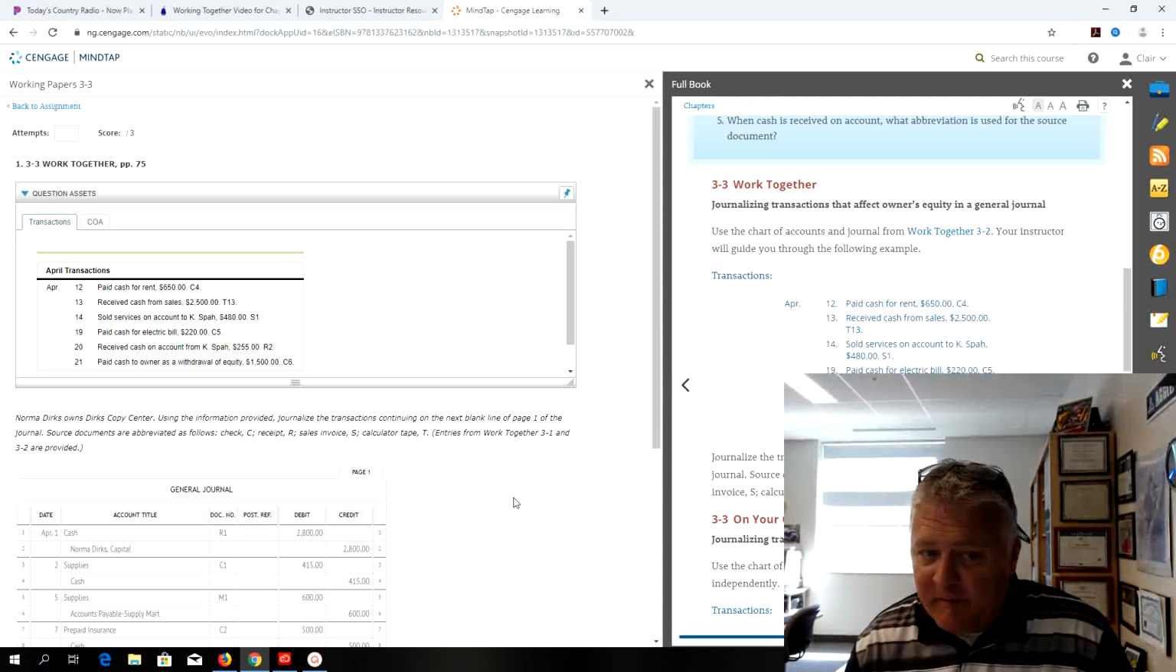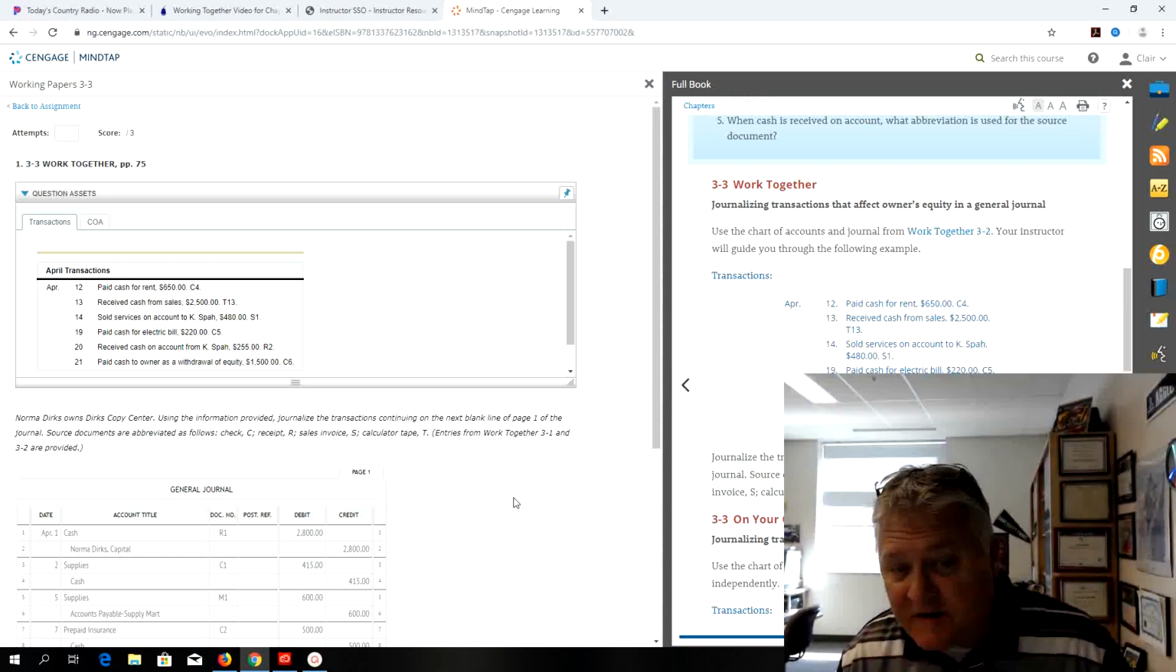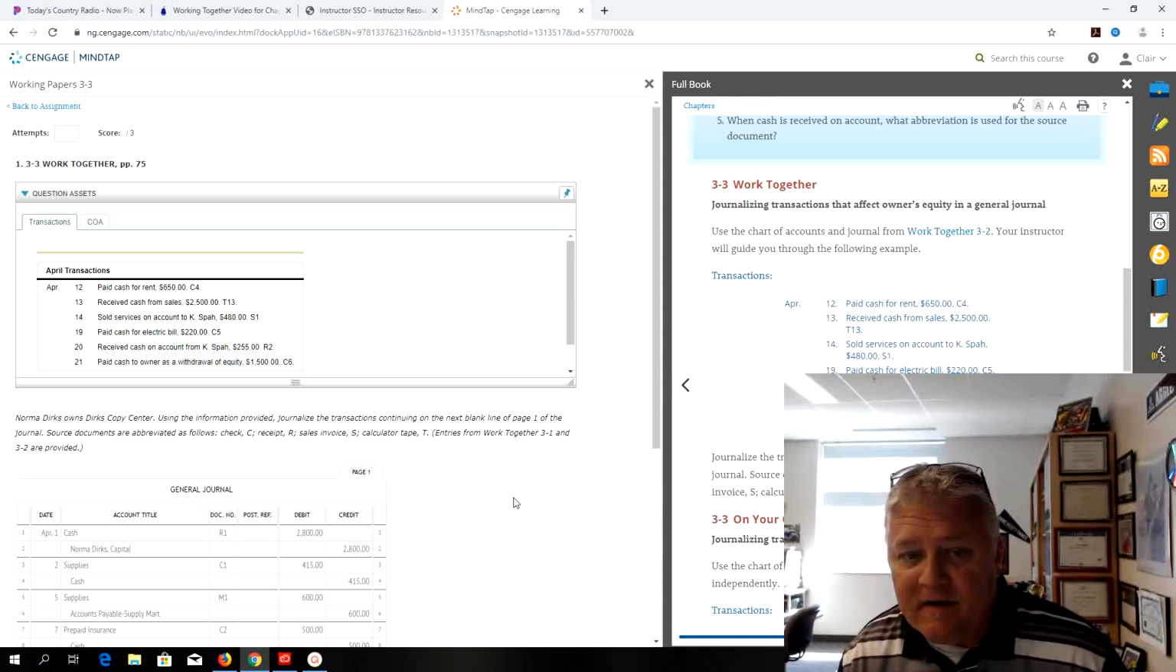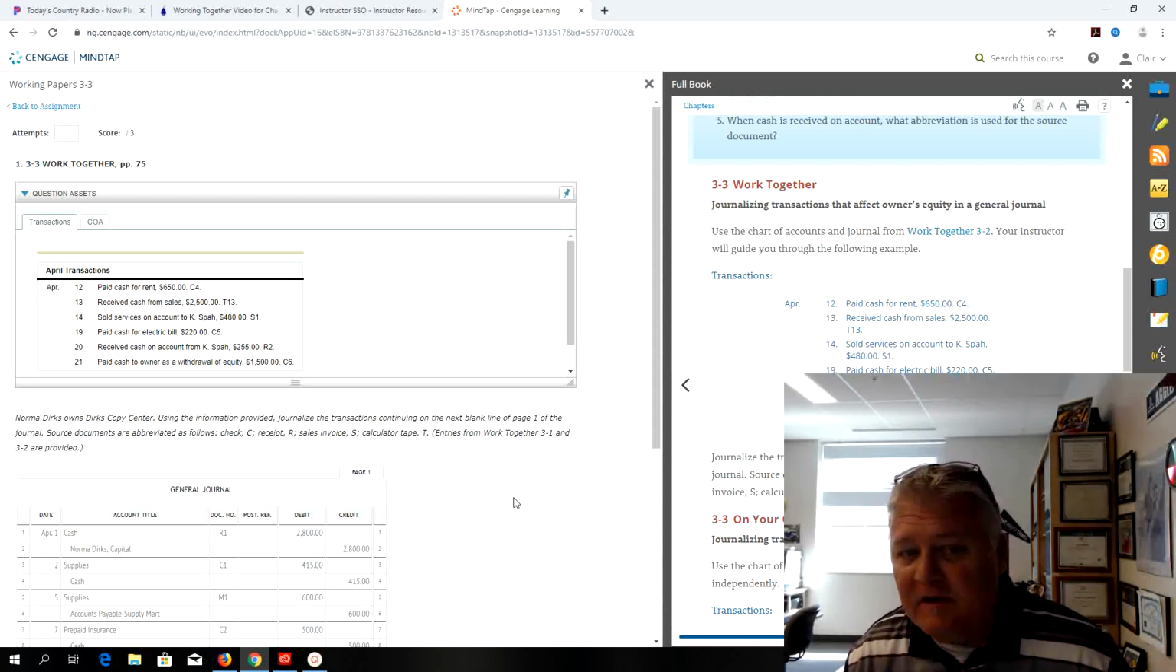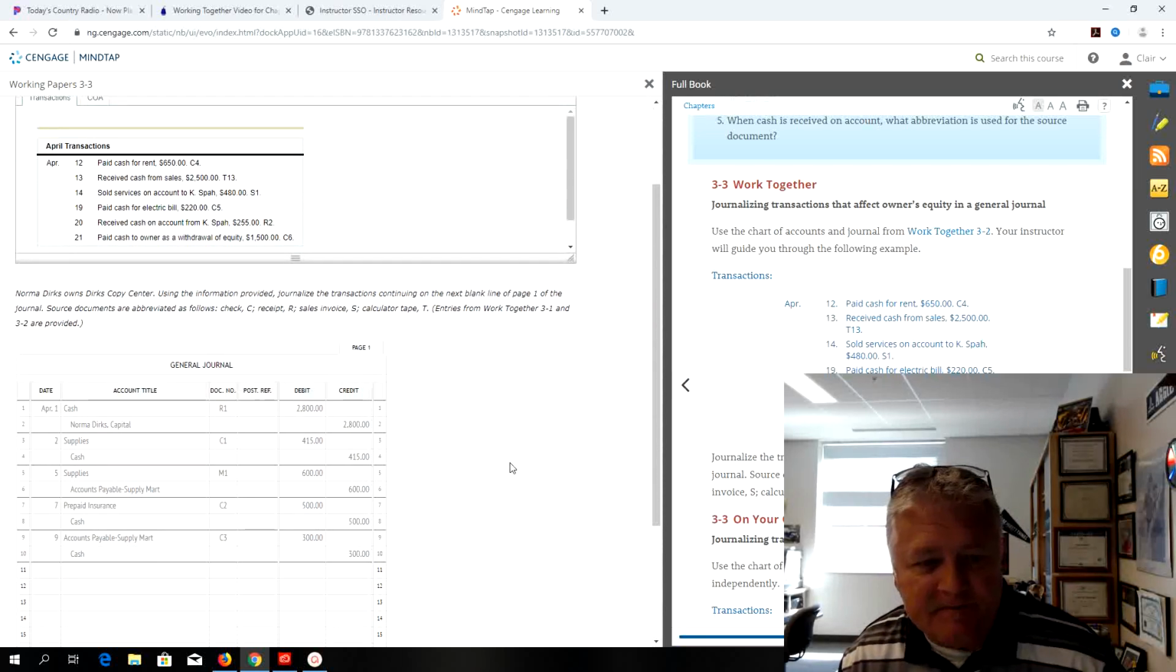It says use the information provided, journalize the transactions. Continue on to the next blank line, page 1 of the journal. Source documents are abbreviated as follows. A check is a C, a receipt is an R, a sales invoice is an S, a calculator tape is a T, which is the same as the cash register tape, pretty much.